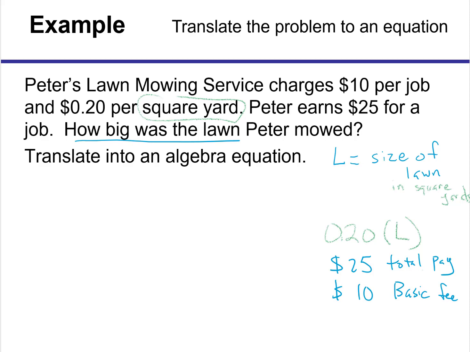Now we need to start thinking, how can we build an equation? Now it's not as easy as the last one. I don't see the "is" word. And so in this case, since that word isn't there, it's not as obvious what our equation is going to be. We're going to have to use some common sense and kind of build it. So if you were Peter and you were going to somebody's house and you were going to charge them and say, what's my pay? You'd have to figure out the pay formula.